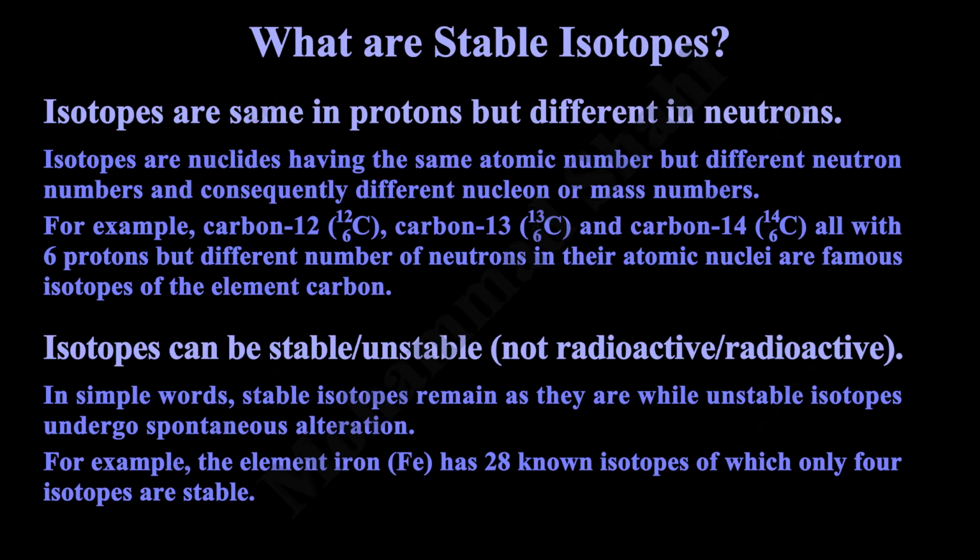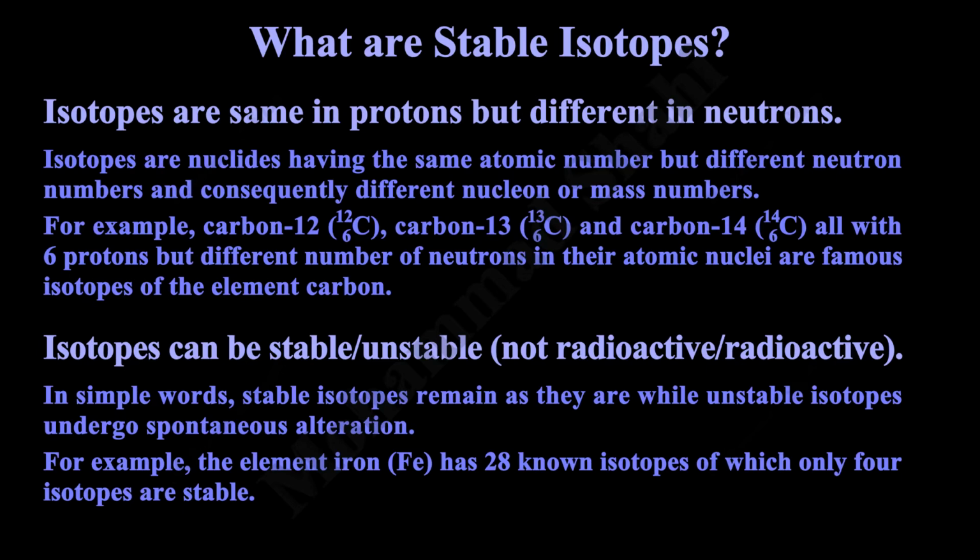Isotopes can be stable or unstable, where in simple words, stable isotopes remain as they are, or equivalently, stable isotopes are not radioactive and don't show radioactivity, while unstable isotopes undergo spontaneous alteration, or equivalently, unstable isotopes are radioactive and show radioactivity.